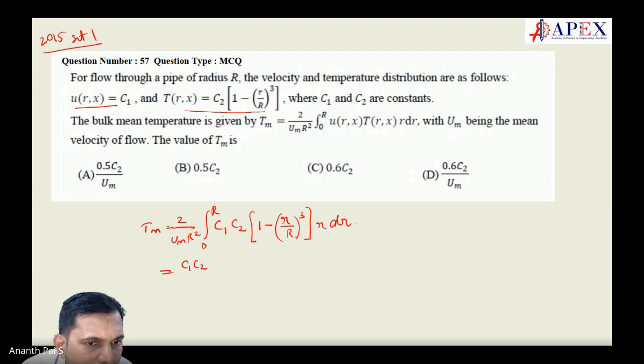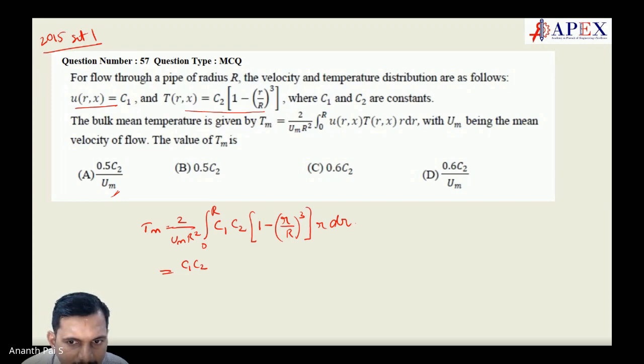C1, C2 is U mean, is it not? Why U mean? Because that is a mean temperature. What happened? You get the answer as D. No, the C1 extra term has to be cancelled. How do you cancel? The C1 extra term is there, of course.